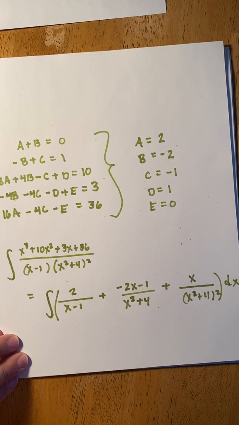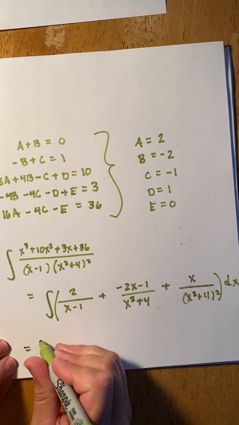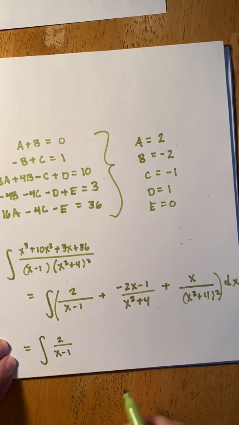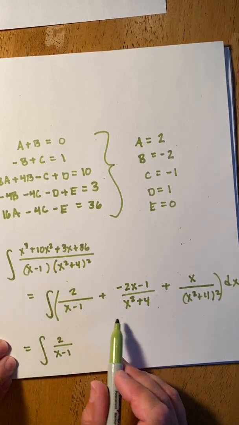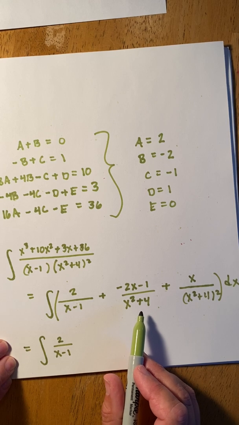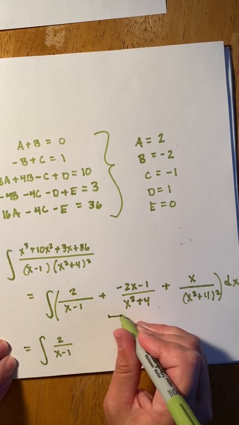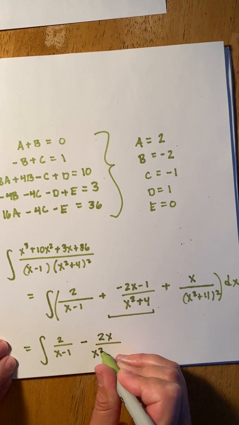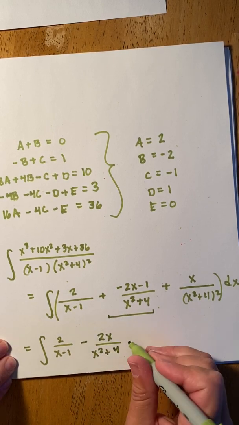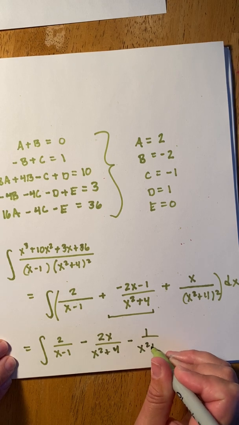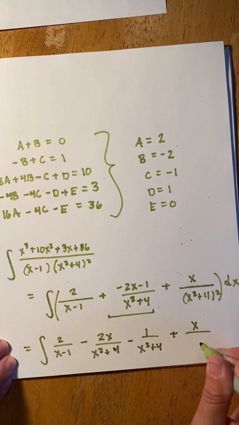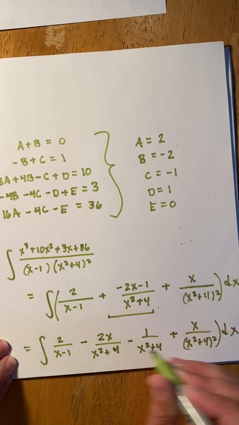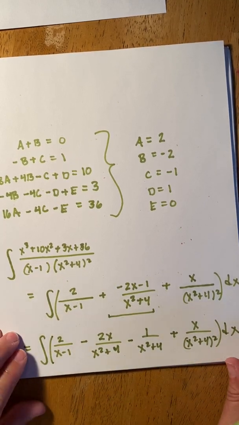All right, so how do we do this? Well, we're going to write this as 2 over x minus 1. This one's going to give us a little bit of a problem if we try to leave it like that because we can't do substitution, but notice we can break this up into 2. That's minus 2x over x squared plus 4, minus 1 over x squared plus 4, plus x over (x squared plus 4) squared dx, right?